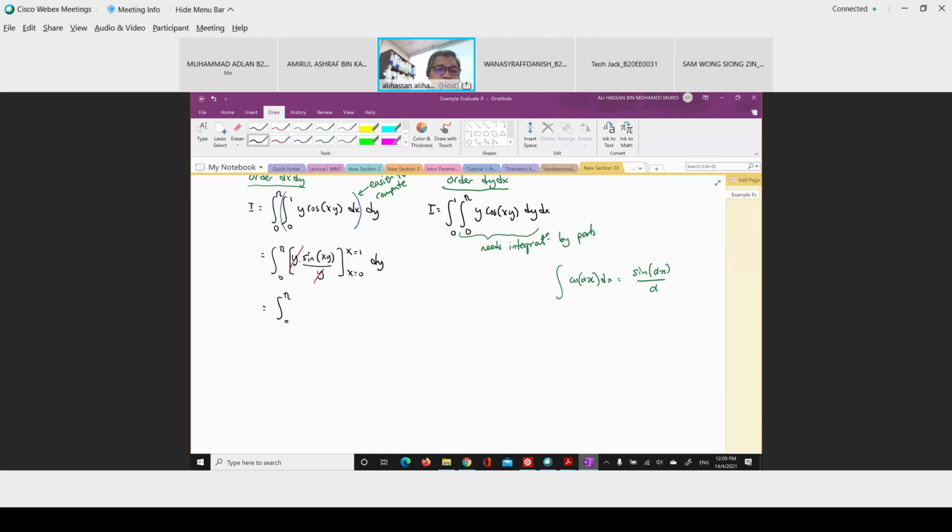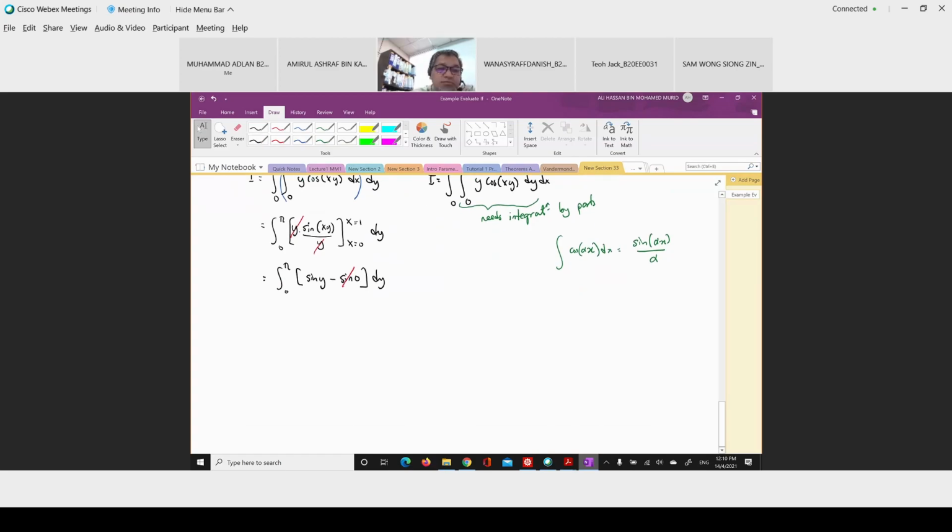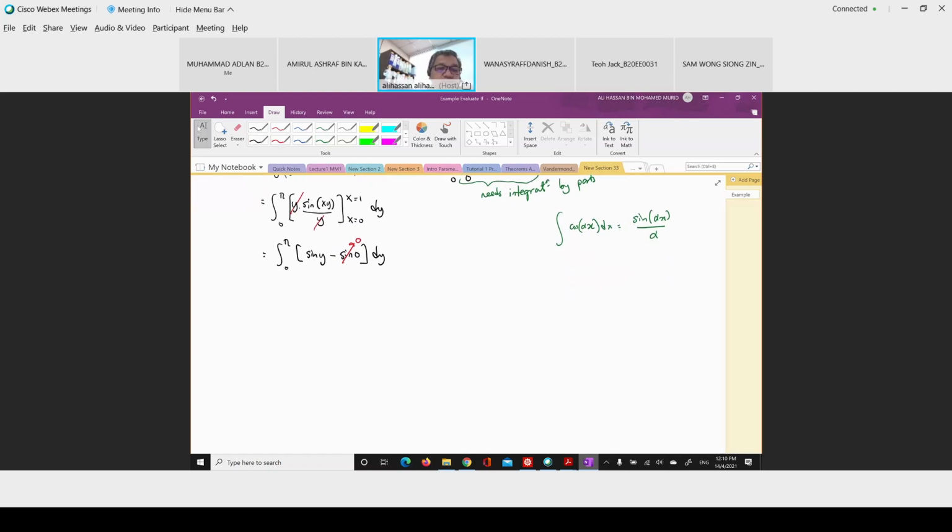First we replace x by 1, so we get sine y. And then when we replace x by 0, we get sine 0. Sine 0 is 0. So we have the integral of sine y only. What is the integral of sine y? This is basic calculus: negative cosine y.